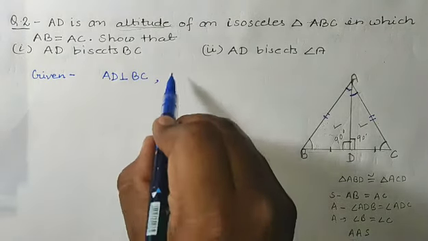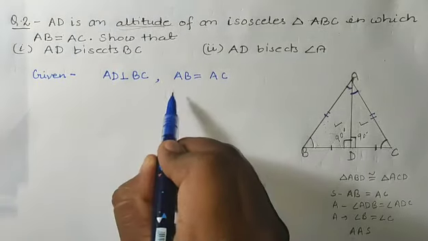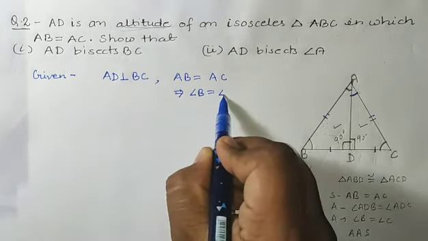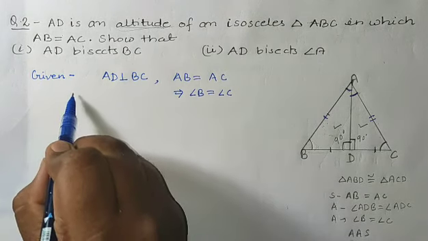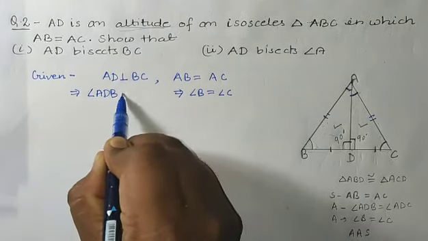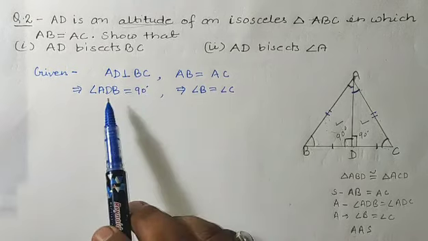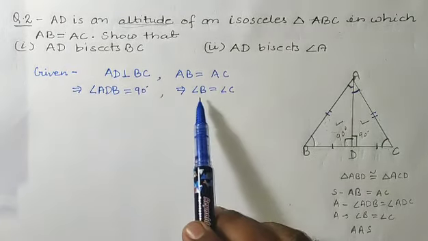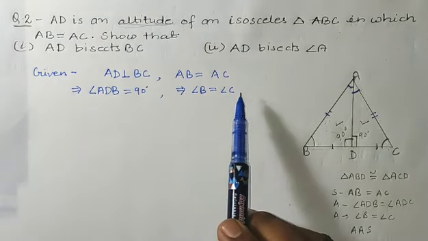And what else is given? That AB is equal to AC. These two sides are equal. So if these two sides are equal, it means that angle B is equal to angle C. And here if AD is perpendicular to BC, it means that angle ADB is equal to 90 degrees. Okay students, so we can conclude that angle ADB is equal to 90 degrees from AD perpendicular to BC, and we can conclude that angle B is equal to angle C if AB is equal to AC.